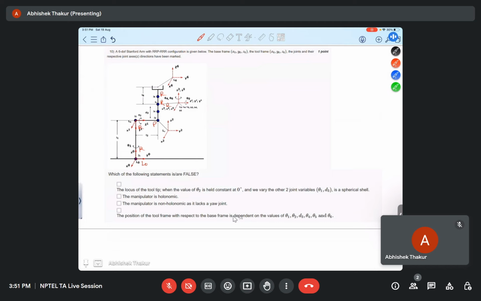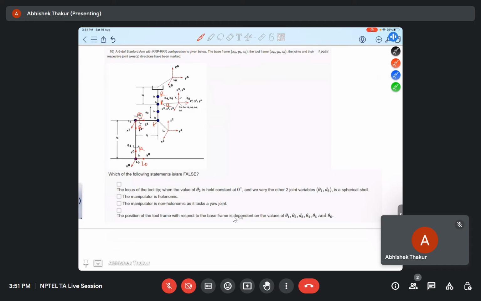The locus of the tool tip when the value of theta 2 is held constant at 0 degree, and we vary the other two joint variables theta 1 and d3, is a spherical shell. So this is a false statement because the locus of the tool tip when the value of theta 2 is held constant. So theta 2 is here.